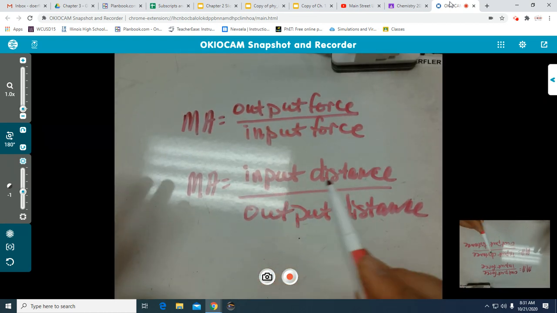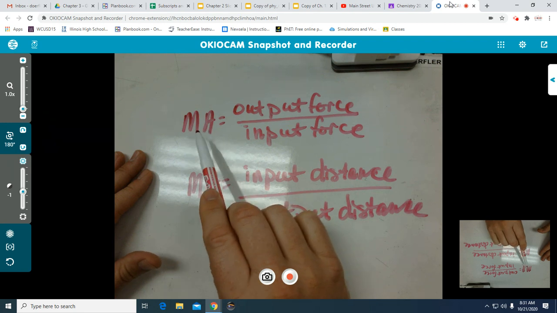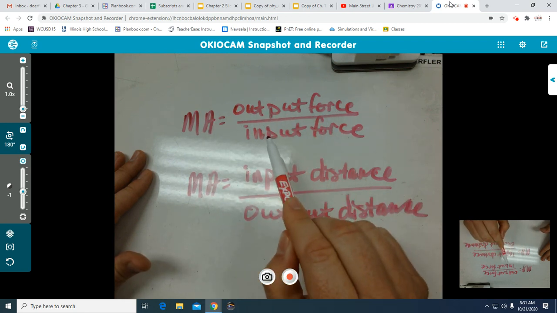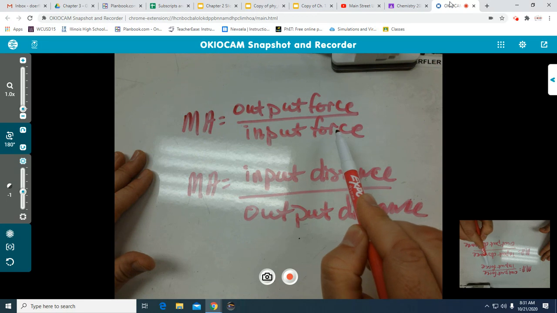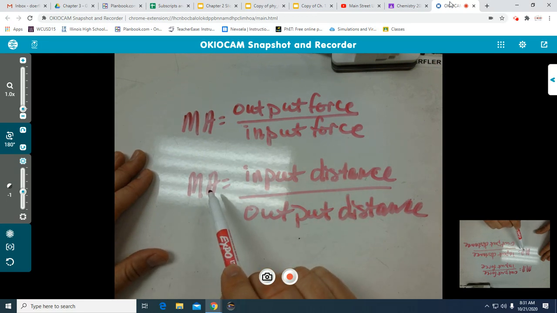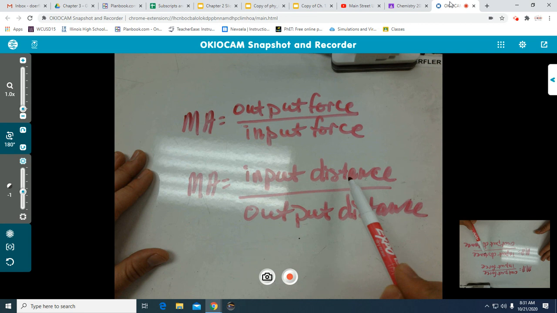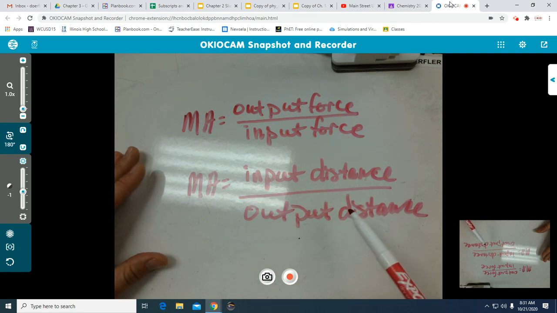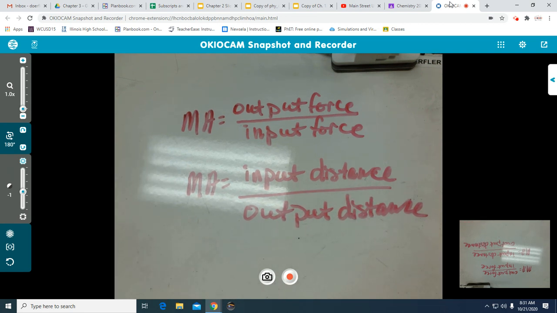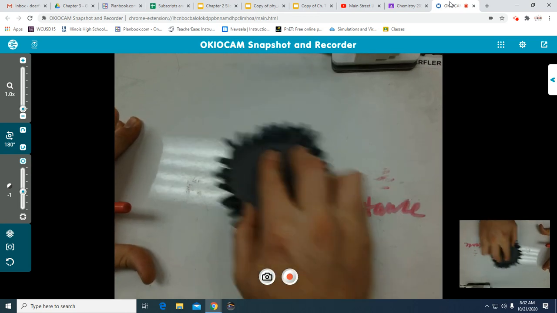So I'll go over this again so you can write it in your own. Mechanical advantage, MA, is equal to output force divided by input force. You can also interpret it as mechanical advantage is equal to input distance divided by output distance. When you are looking at problems regarding mechanical advantage, you need to see what they are providing you. Are they providing us forces or are they providing us distances? That's going to determine which version of the formula you're going to use.